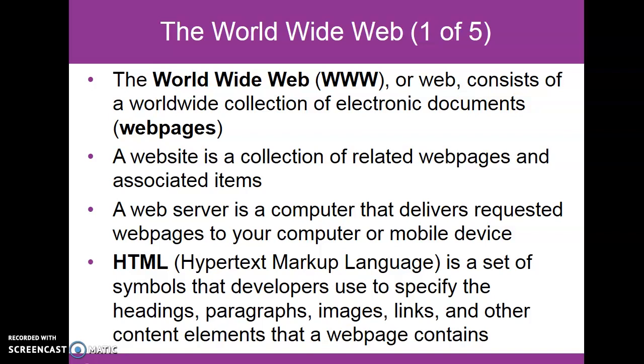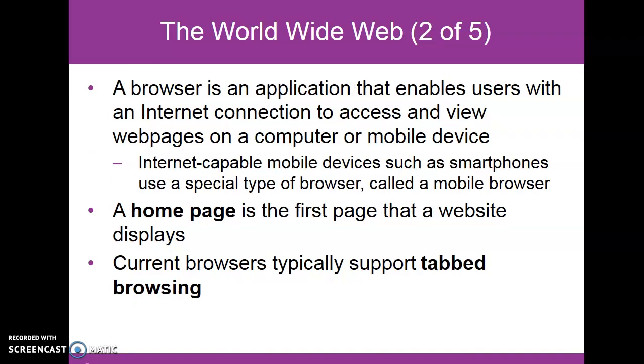A website is a collection of related web pages and associated items such as documents and photos stored on a web server. HTML, or Hypertext Markup Language, is a set of symbols that developers use to specify the headings, paragraphs, images, links, and other content elements that a web page contains. A browser is an application that enables users with an internet connection to access and view web pages on a computer or mobile device. Internet-capable mobile devices, such as smartphones, use a special type of browser called a mobile browser, which is designed for their smaller screens and limited computing power.